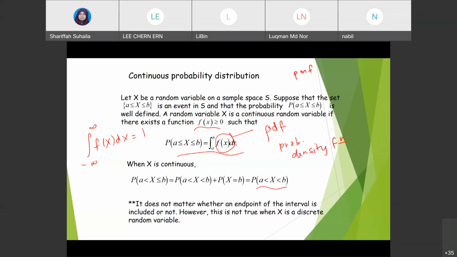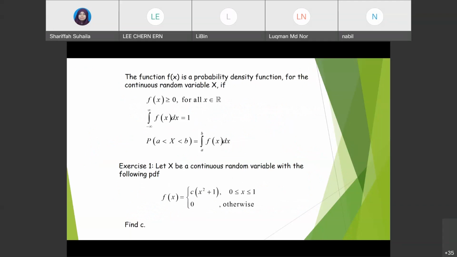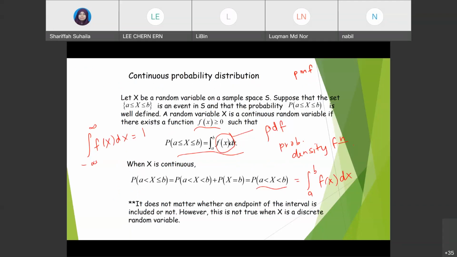Because if this one is a continuous random variable, that means it cannot take an exact value. What is meant by exact value? When you have, let's say, probability x equals to 2, this one will give you 0, because continuous random variable cannot take an exact value. It's different from your discrete. If you have a discrete, yes, you can solve probability x equals to 2. But for continuous random variable, it must be in terms of your interval.